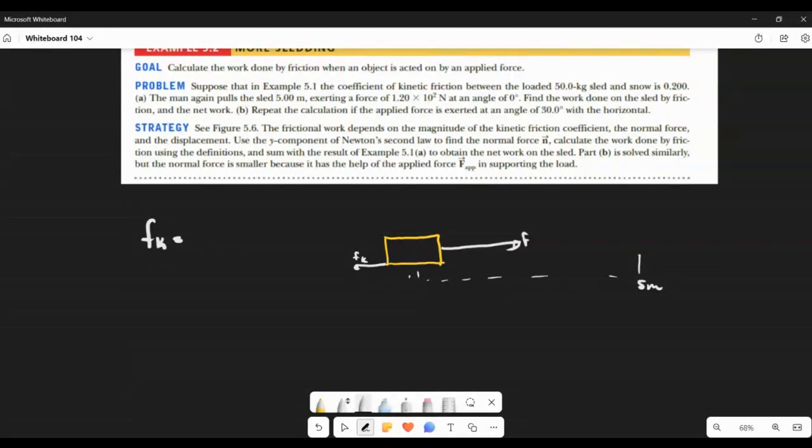No, not that definition. The one with mu. Yes, mu k times N. Thank you very much. Okay, so in this case, we need to find obviously the normal force, but we do know that the normal force and the weight don't contribute to the work done because it's not moving in that direction, right?